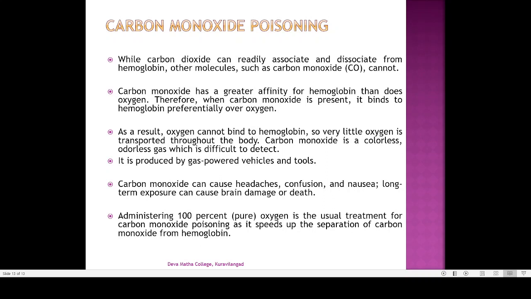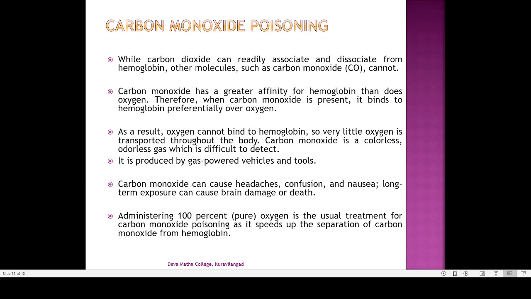Now I will show you how carbon monoxide poisoning works. I will show you some pictures also. Here you can see. These are some of the problems.